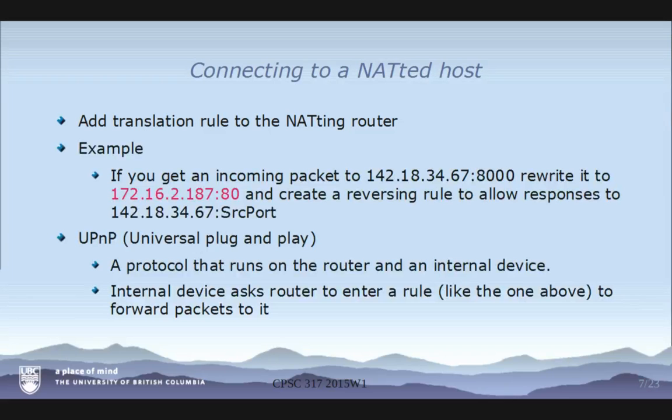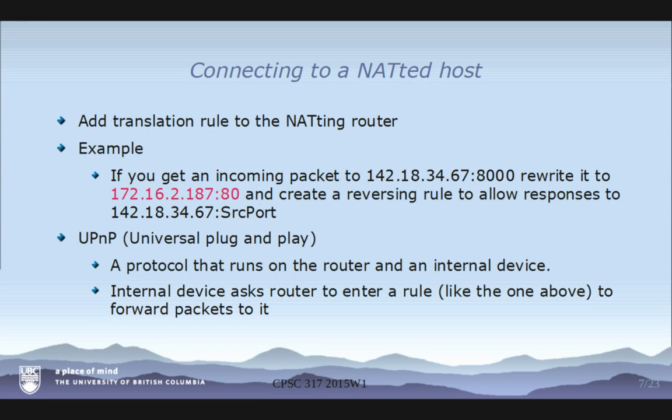So we pre-populate this and put in a rule that says, if you're going to 142.18.34.67 on port 8000, then I want you to reroute to that machine and rewrite the address with 172 on this side. I also reroute the port number, so we rewrite that to 80. And so now what happens is the packet will show up here, and it will have the destination address and the source address.